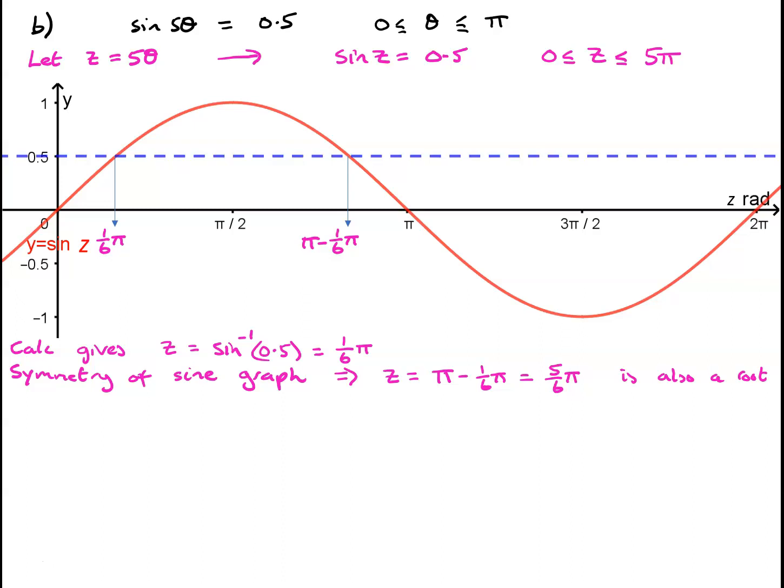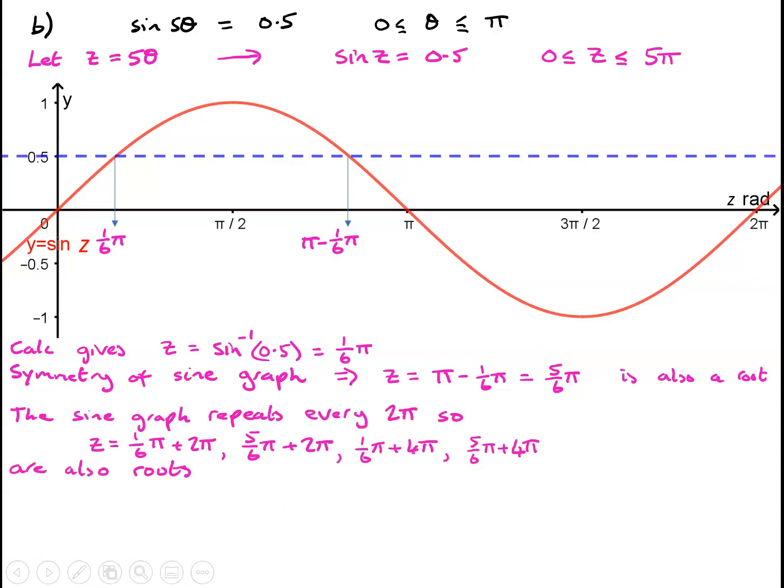But we know that the sine graph is periodic with period 2 pi. So there will be another root at 1/6 pi plus 2 pi, another root at 5/6 pi plus 2 pi, another root at 1/6 pi plus 2 pi plus 2 pi, in other words 1/6 pi plus 4 pi, another root at 5/6 pi plus 2 pi plus 2 pi, in other words 5/6 pi plus 4 pi.